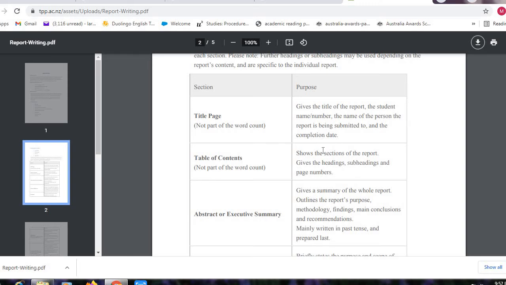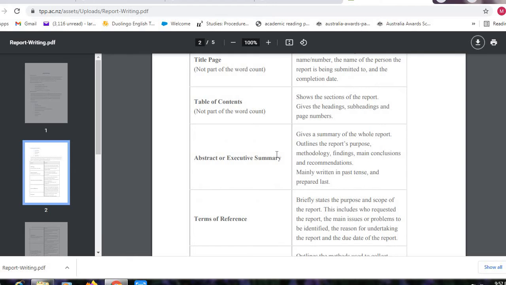Table of contents shows the sections of the report, giving the headings, subheadings and the page numbers as well. Abstract or executive summary gives a summary of the whole report, outlining the report purpose, methodology, findings, main conclusions and recommendations. Mainly written in the past tense and prepared last.